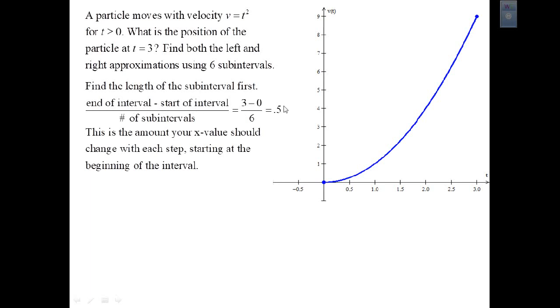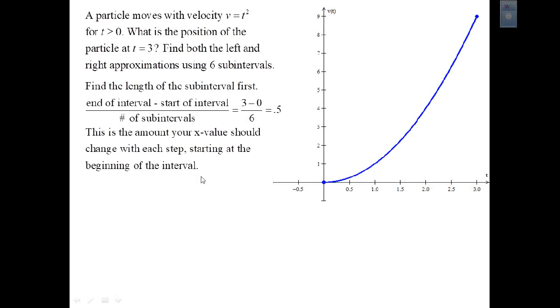Now the reason it's a subtraction is you may not always start at 0. You may go from 3 to 1 or something like that. So you always want to do end minus start and then divide by the number of subintervals you're going to use. In this case, it's going to be 6. So we have 3 minus 0 divided by 6 gives us 3 over 6 or 1/2, 0.5. Now this is the amount your x value should change with each step as you go through the interval. So we're going from 0 to 3, and I want to count off and do 1/2 each time. That's where I get these values here. It makes it easier for me to actually sketch my graph.